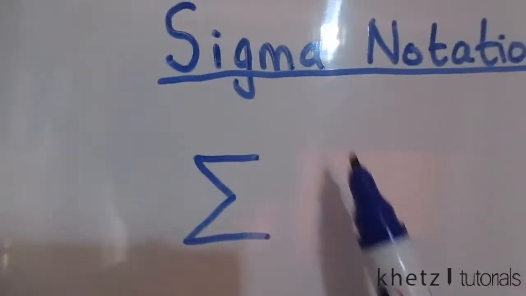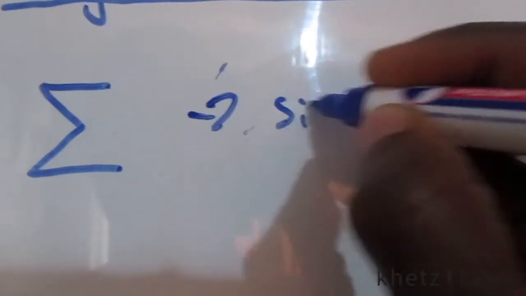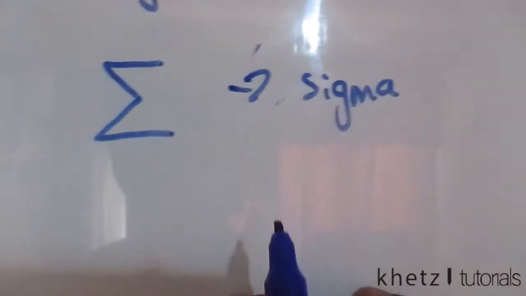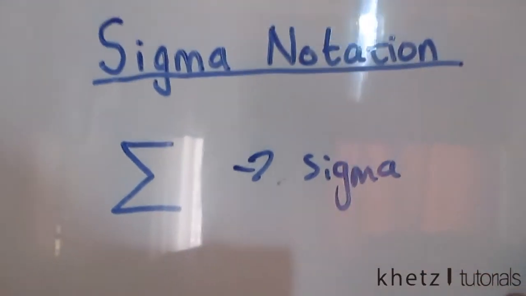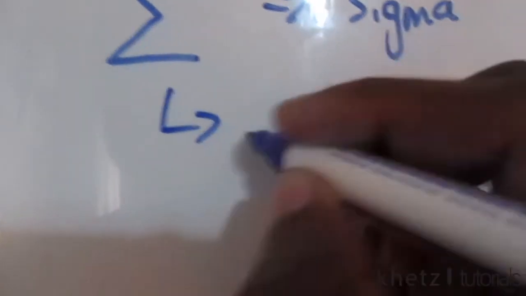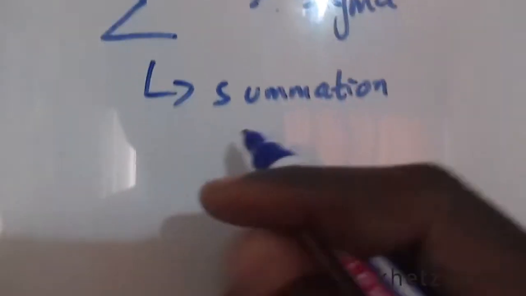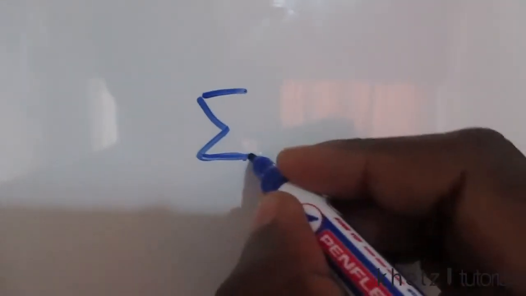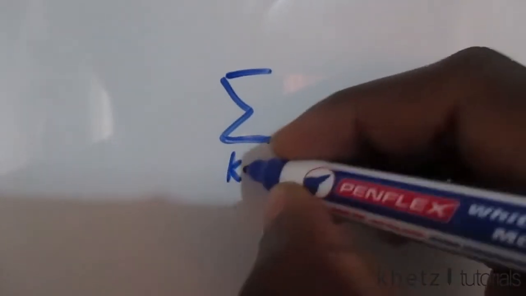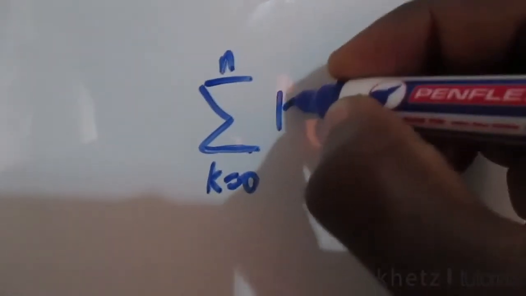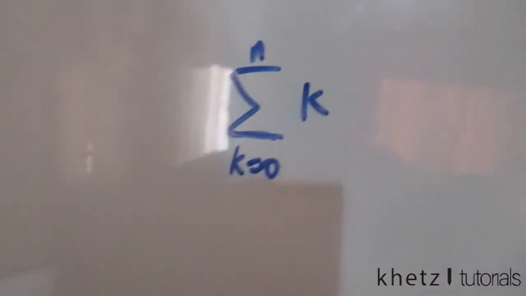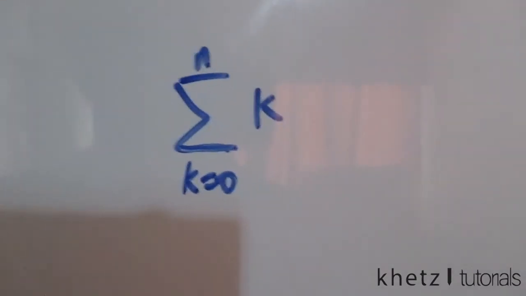Now this is the uppercase Greek symbol sigma, and in mathematics and other science related fields this denotes summation. This is actually going to help us to show series in compact form, and this is what I mean.